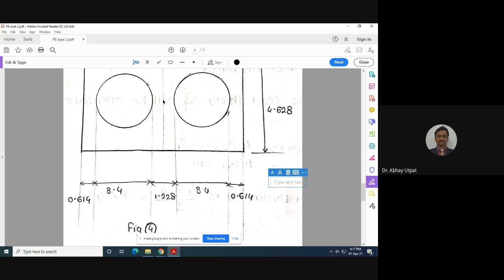Why? You have a limitation, or instead of using the word limitation, I will use a different word called constraint. What is your constraint here? Tell me. The 1.228 distance itself is your constraint.